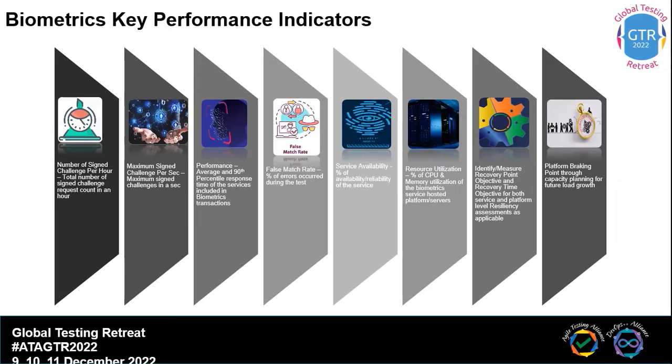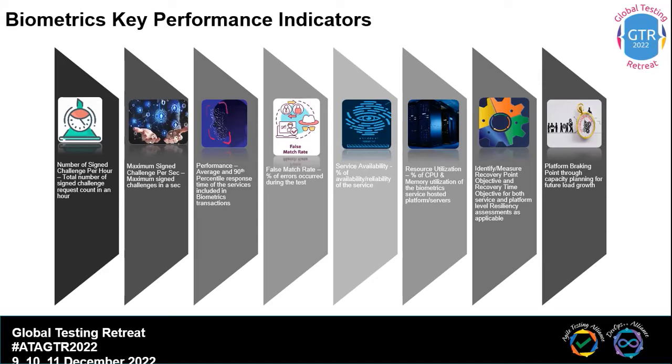If it is breaching that one, we need to deep dive into that using Dynatrace and see why it is taking time to respond beyond 3 seconds. The third one is the false match rate. It's nothing but the number of error attempts, the failed attempts during biometrics testing.